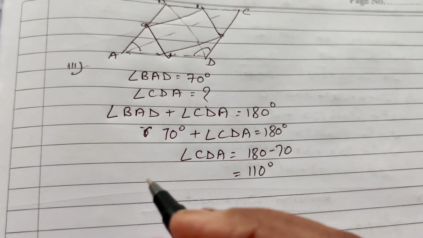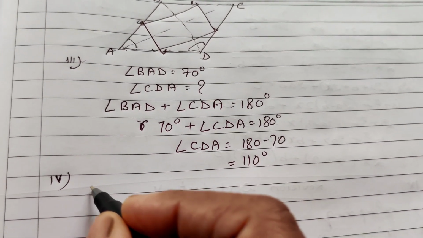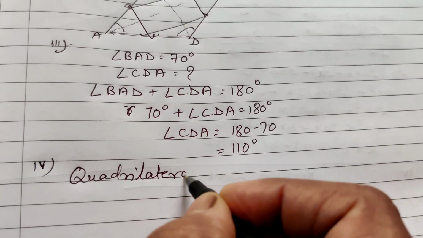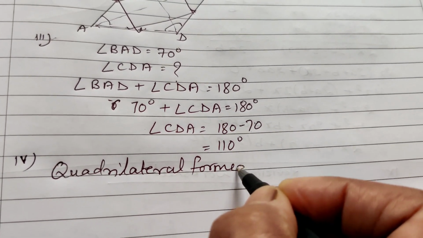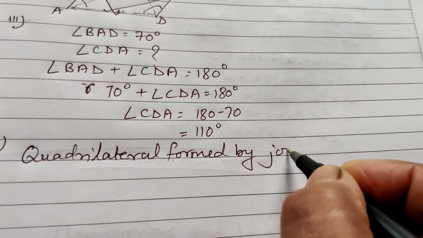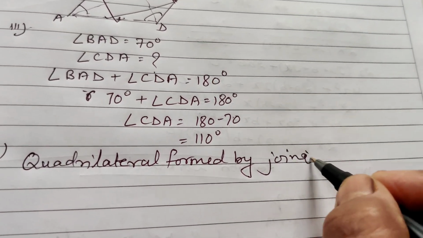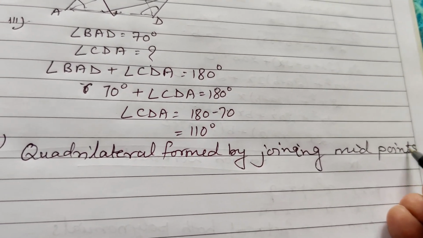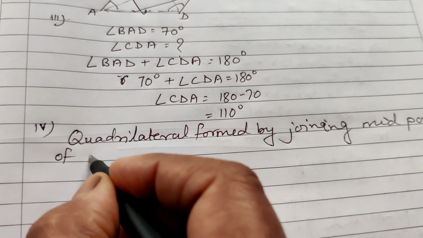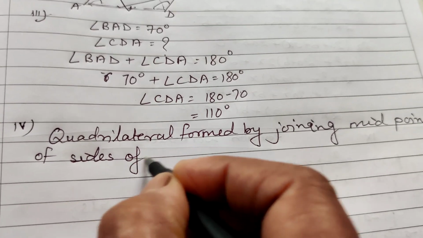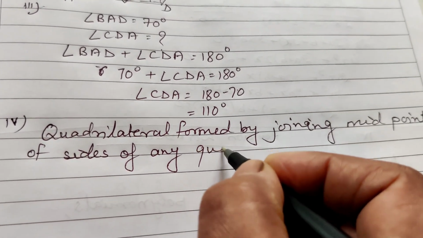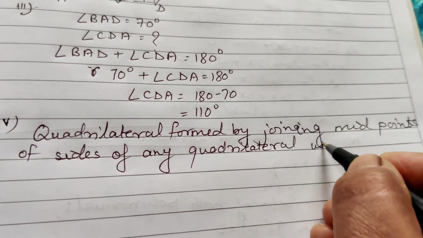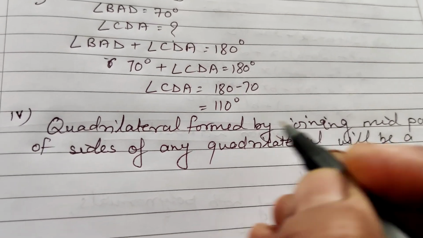The quadrilateral formed by joining the midpoints of sides of any quadrilateral will be a parallelogram.